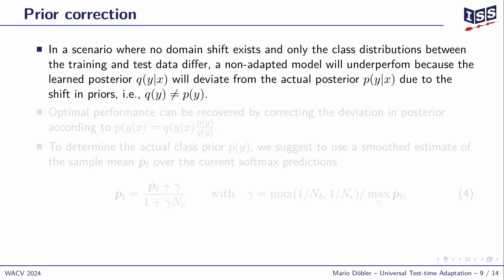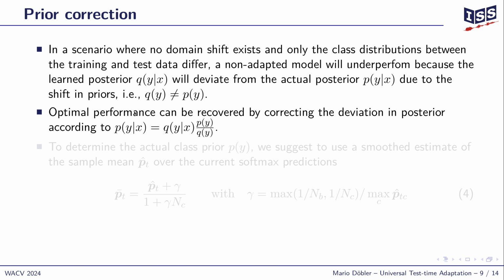Now, coming to our third component, prior correction, let's first imagine a scenario where no domain shift exists and only the class distributions between the training and test data differ. A non-adapted model then will underperform because our learned posterior will deviate from the actual posterior in terms of our shift in prior. So we can recover this performance loss by correcting the deviating posterior according to this equation, namely using the ratio between our actual prior and the learned prior.